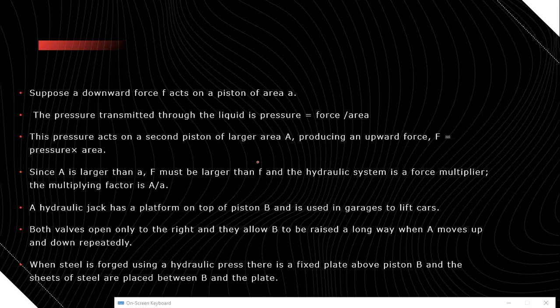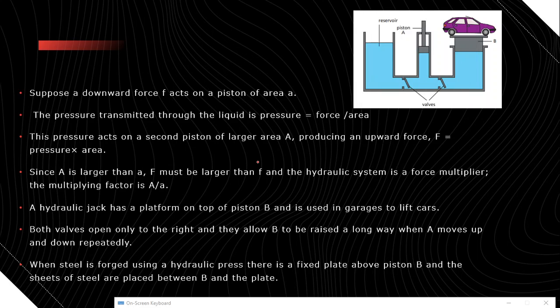This pressure acts on a second piston of larger area, producing an upward force F equal to pressure multiplied by A. Since the larger A is larger than the smaller A, the larger F must be larger than the other F, and the hydraulic system is a force multiplier. The multiplying factor is A divided by A. A hydraulic jack has a platform on top of piston B, and it is used in garages to lift cars. Both the valves open only to the right, and they allow B to be raised a long way when A moves up and down repeatedly. So that's basically how it works.